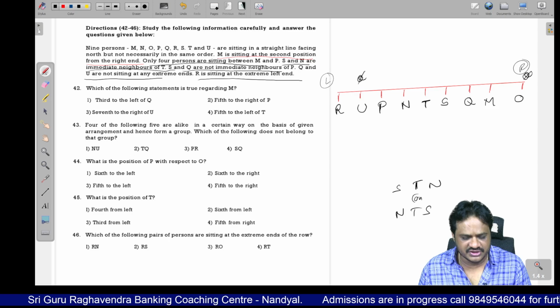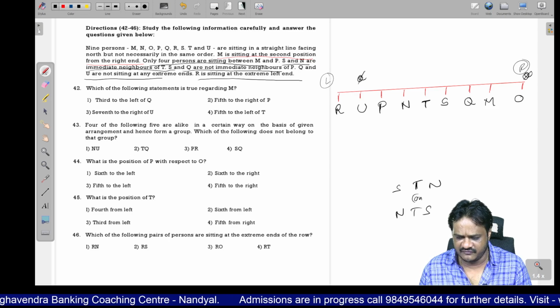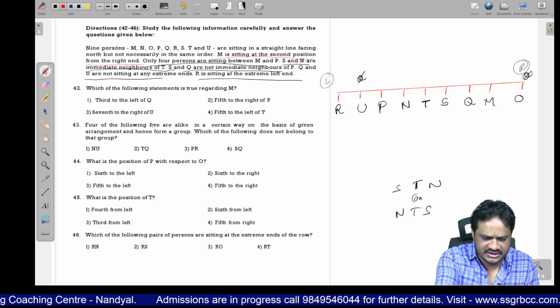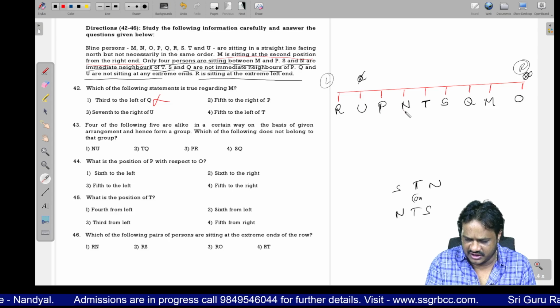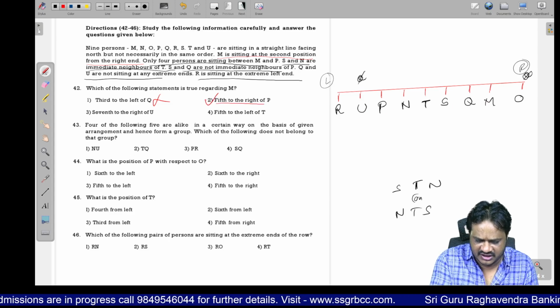Now first question: which of the following is true regarding M? Third to the left of Q is not correct. Fifth to the right of P: 1, 2, 3, 4, 5. Fifth to the right of P is definitely correct.